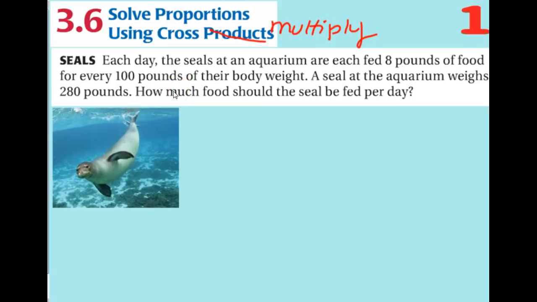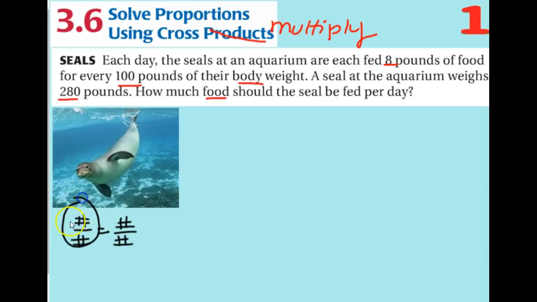then solve it. It says, each day the seals at an aquarium are each fed 8 pounds of food for every 100 pounds of their body weight. A seal at the aquarium weighs 280 pounds. How much food should the seal be fed per day? So we need to set up a proportion, meaning we have a fraction, some number, equal to another fraction.